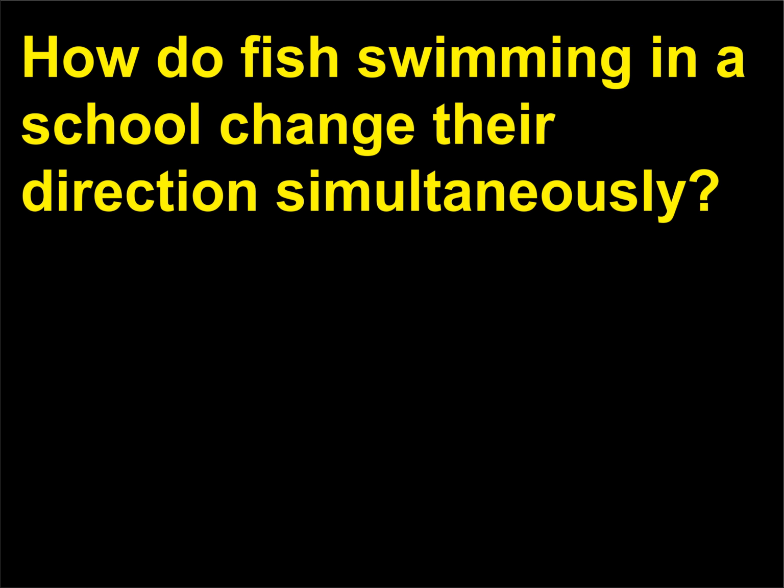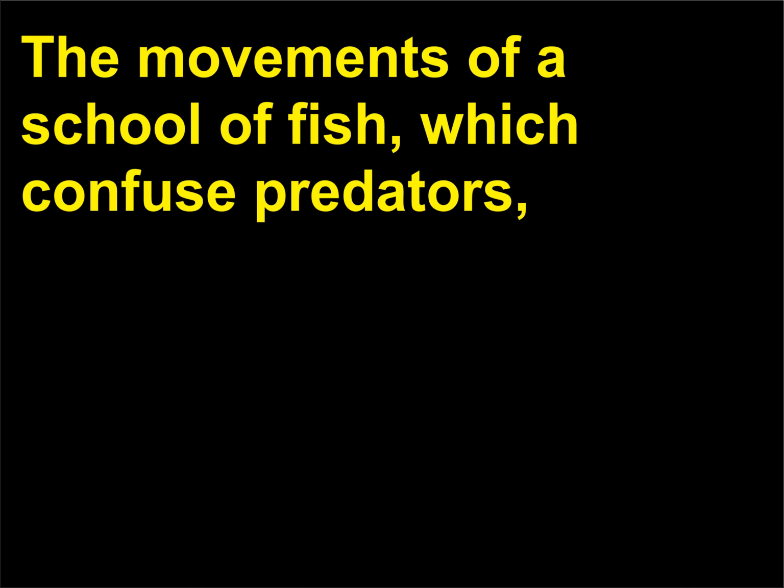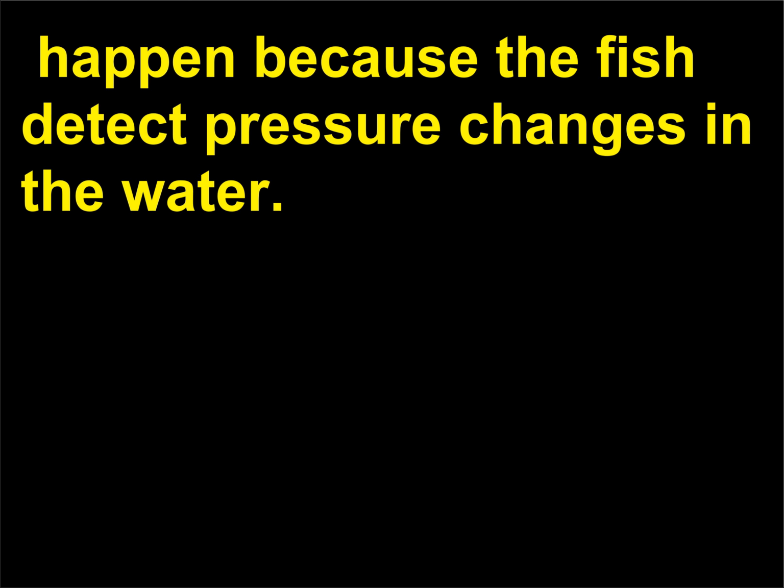How do fish swimming in a school change their direction simultaneously? The movements of a school of fish, which confuse predators, happen because the fish detect pressure changes in the water.